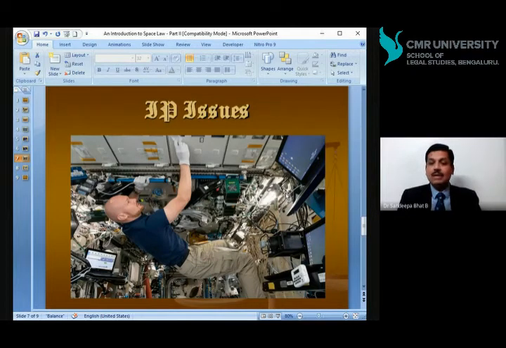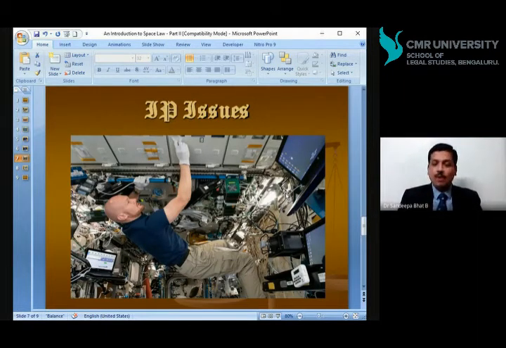It becomes very debatable. In terms of jurisdiction, I have already discussed in part 1 of this lecture, Article 8 of the Outer Space Treaty speaks about two different kinds of jurisdiction. One is the quasi-territorial jurisdiction, another one is the personal jurisdiction. And unfortunately, there is no hierarchy created between the two.